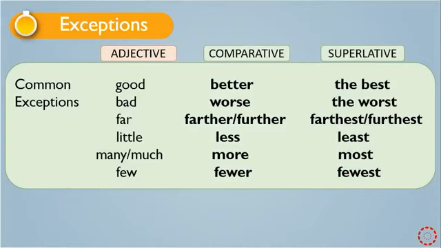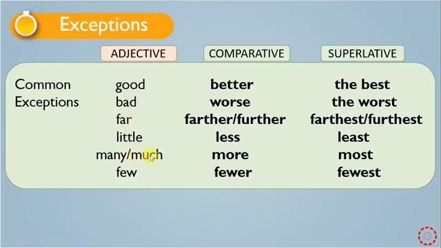Look at here, we have some adjectives that cannot take er or est when we change them to the comparative and superlative. It means they are exceptions and we don't have a specific rule here. Like this adjective, we have good, bad, far and little, much and many, and few.